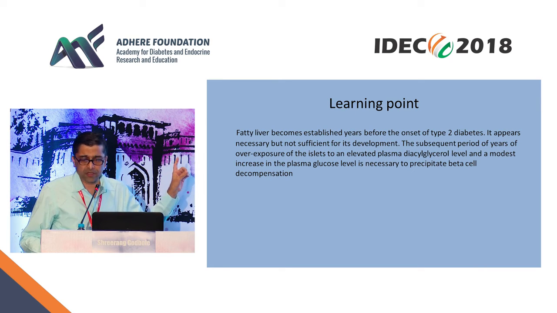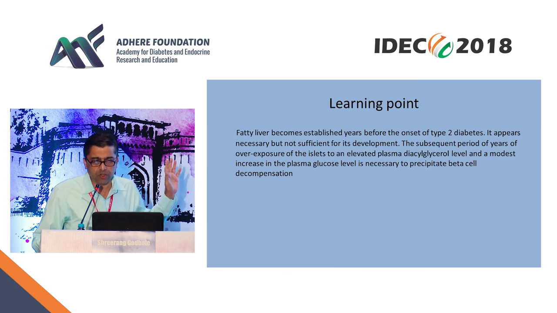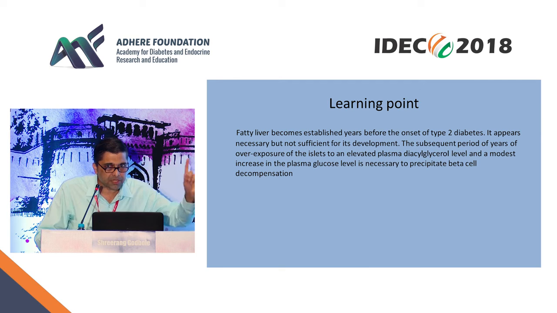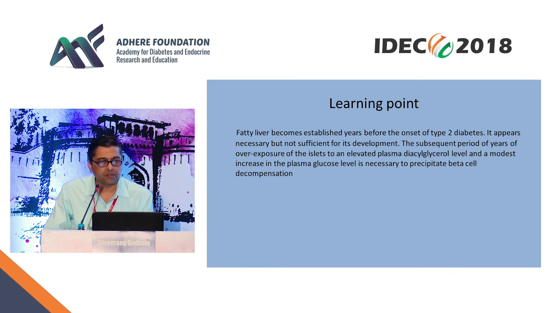So the learning point, the fatty liver becomes established years before the onset of type 2 diabetes. It's necessary but not sufficient for its development. And the subsequent periods of years of overexposure of the islets to elevated plasma diacyl and triacylglycerol level and a modest increase in plasma glucose is necessary to precipitate beta cell decompensation. So if you ask me, muscle resistance comes first, adipose level resistance comes first, then the hepatic resistance, and then the pancreas. Okay, that's how it is.